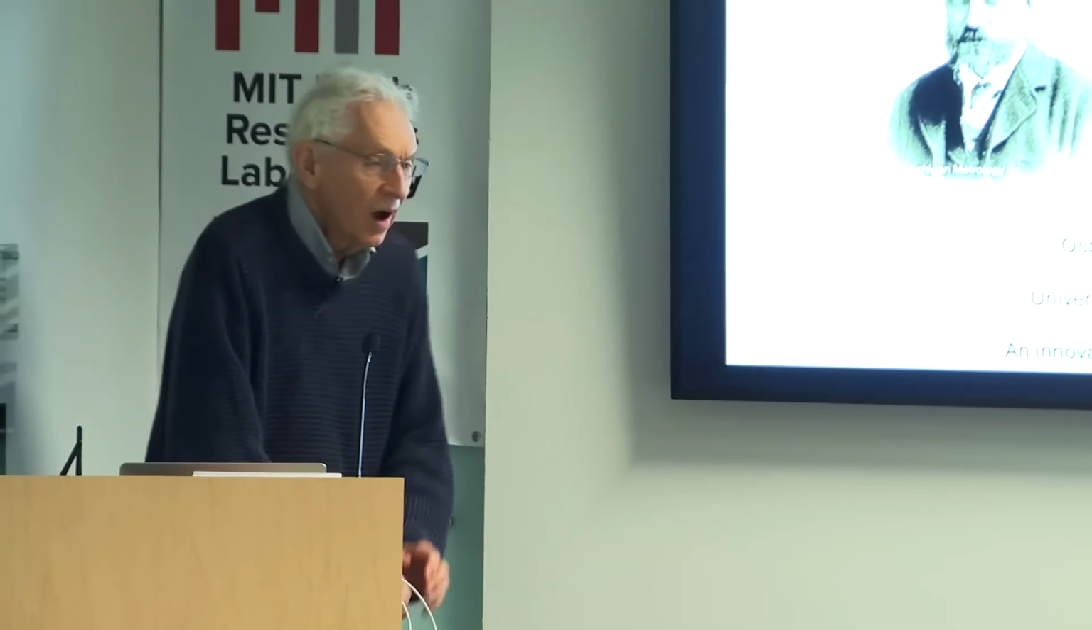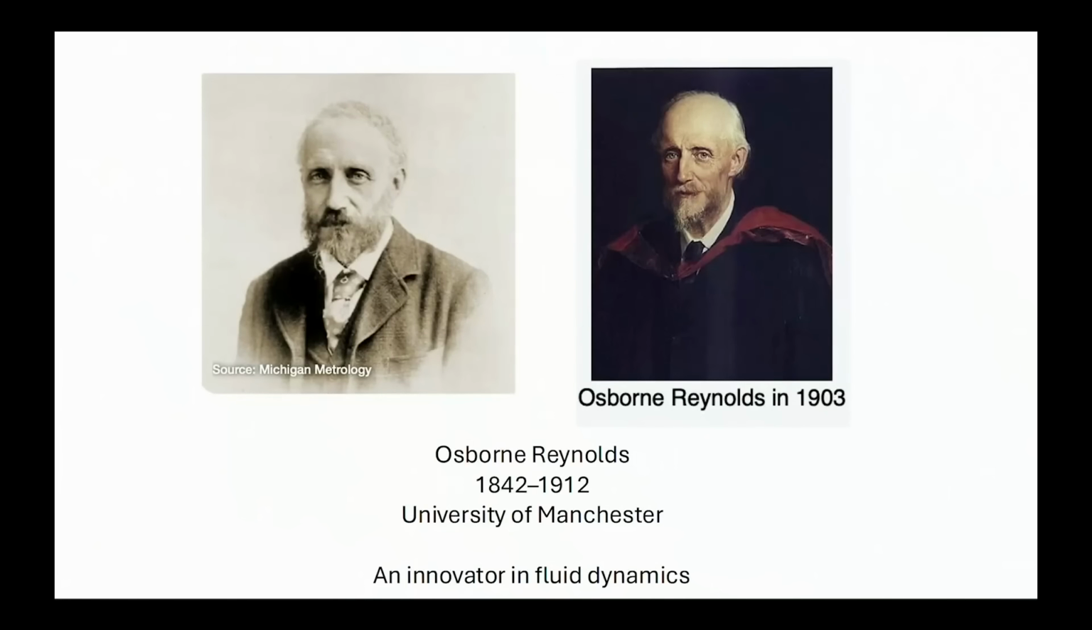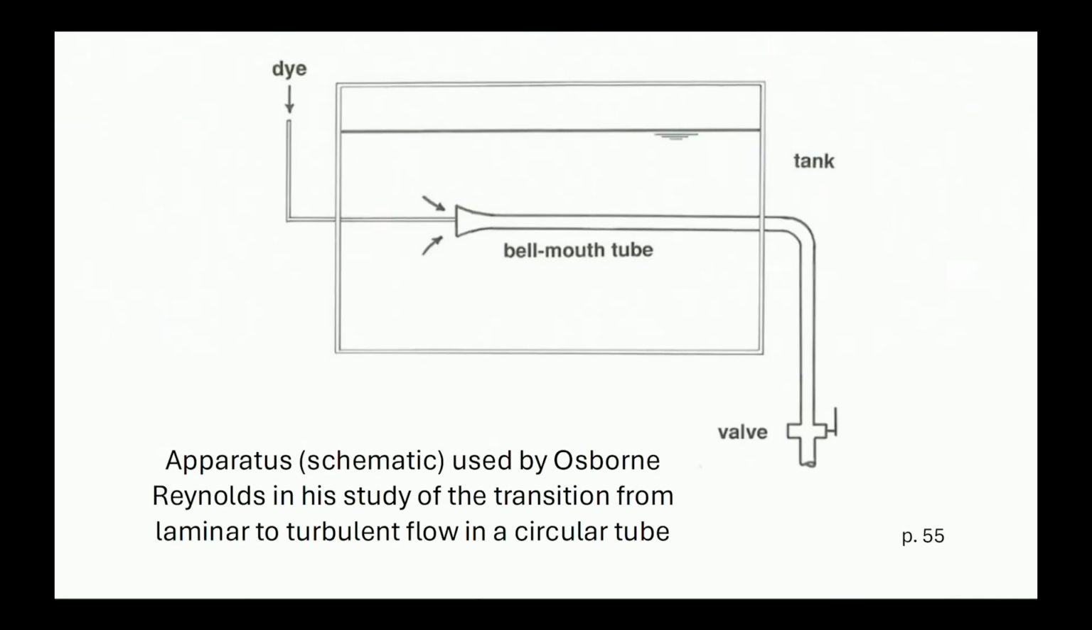All right, Reynolds, famous name in fluid dynamics. I'm mentioning him because he did a classic experiment way back in the late 1800s. A tank with a tube coming out of it and a valve at the bottom, so that he could make a flow in the tube. And he had a little dye injection system as well, because he wanted to see what happened to the dye in the flow.